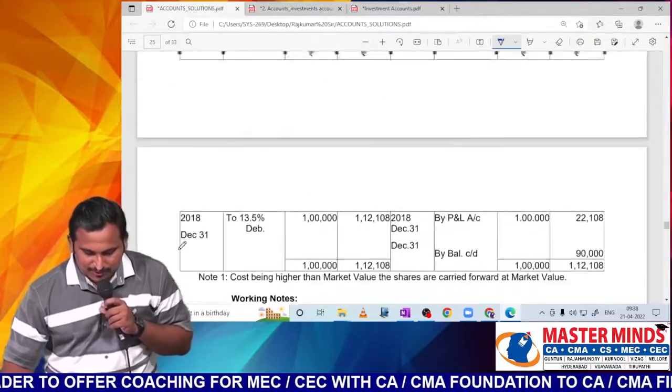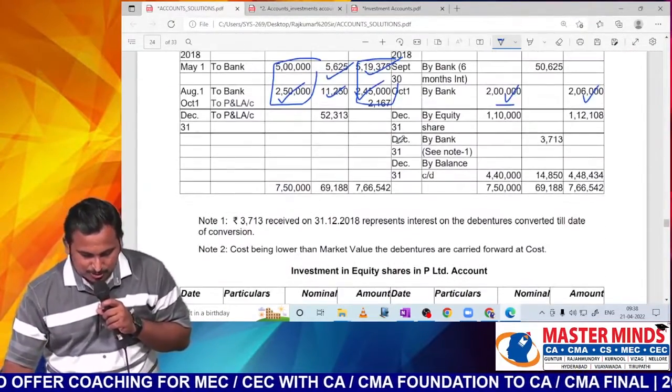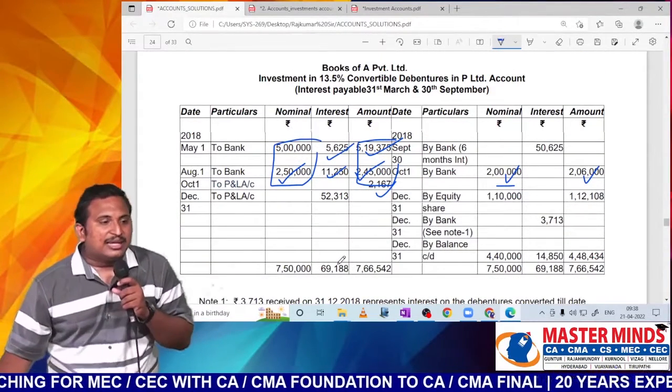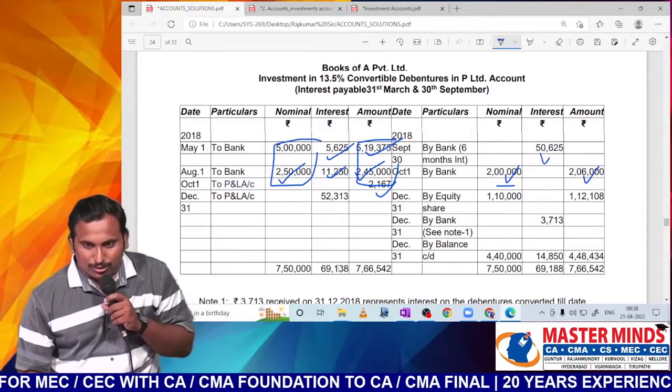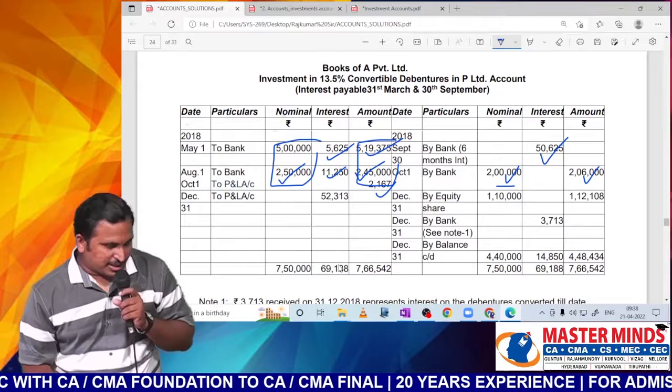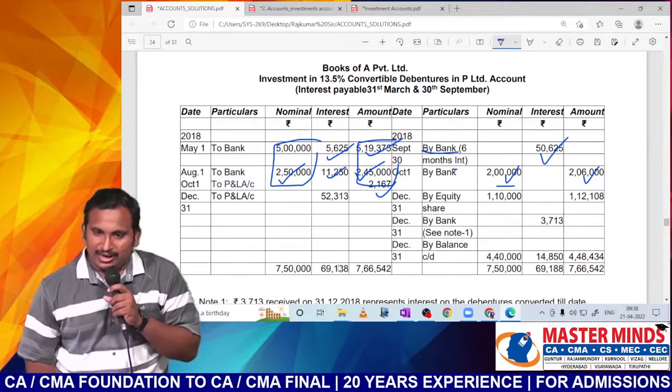2,167. So that we will write in our P&L because it is profit. I will write to P&L 2,167. Sir, interest receipt and payment is common. Don't forget to write that. I am not explaining that, though it is there. Interest receipt: look at the interest due date and please record it.